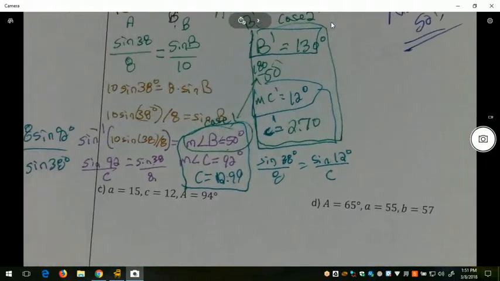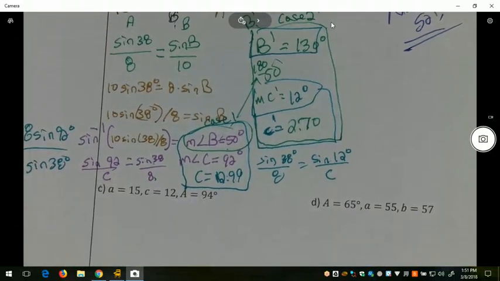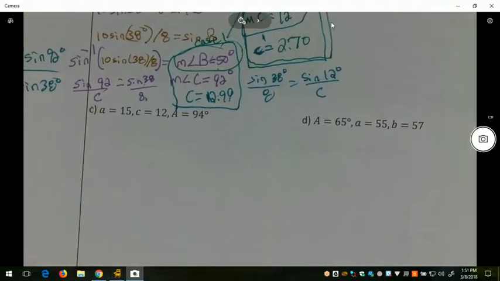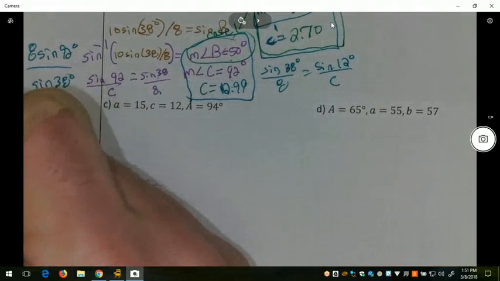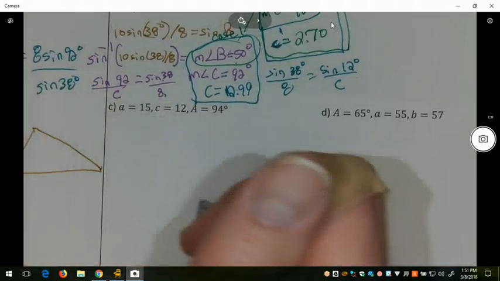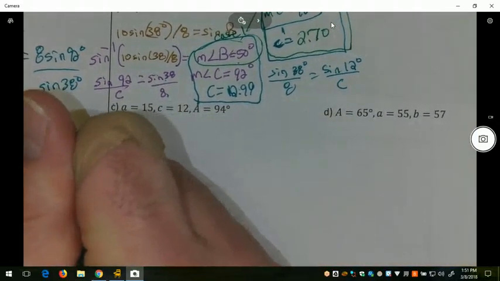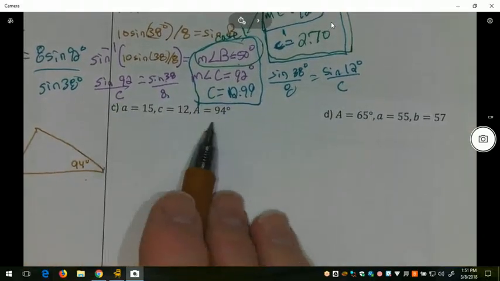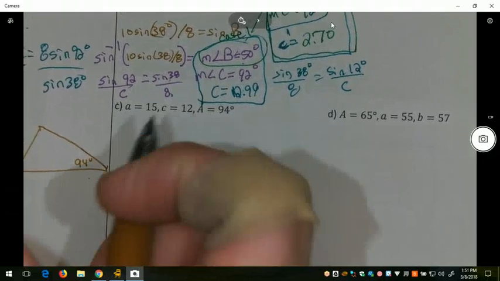Let's take a look at letter C and see if we get no solution or one solution or two solutions like we did for letter A. In letter C, I'm going to draw my triangle over here so that I can do my work in that space. Angle A is 94 degrees. Side A is opposite of angle A. I could call these letters anything, but right now we're calling them A, B, and C.